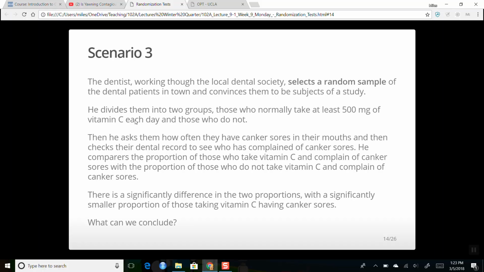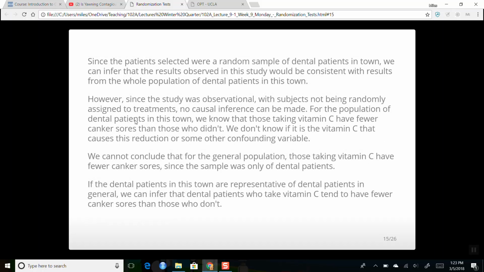If we continue on here, we're taking a random sample of dental patients in town, and we convince them to be part of our study. Then we divide them into two groups, those who normally take vitamin C and those who do not, and compare the proportions. So here we have a random sample, but not random assignment. The patients selected are a random sample of dental patients in the town, so whatever conclusions we make here could be generalized to the population, which is all dental patients in the town.